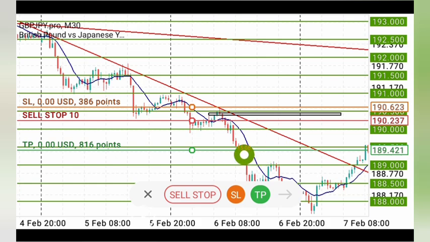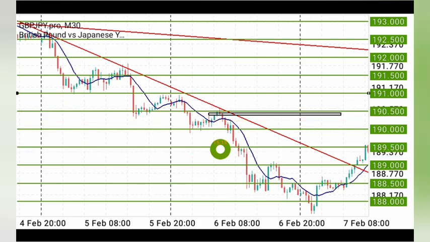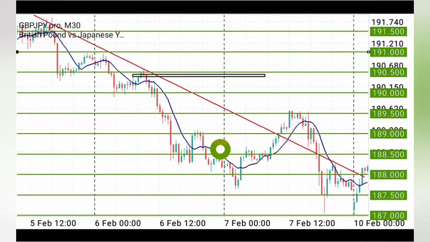You can see very clearly we've taken profit at this point. This is our profit, and yeah, we are out. We are done for the day. So guys, this is actually how I take my trades every day.